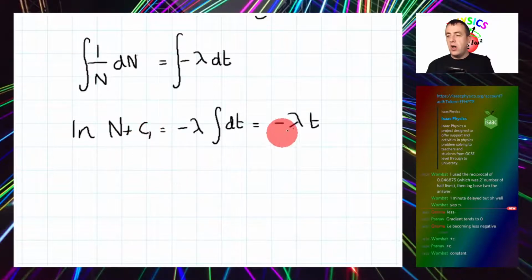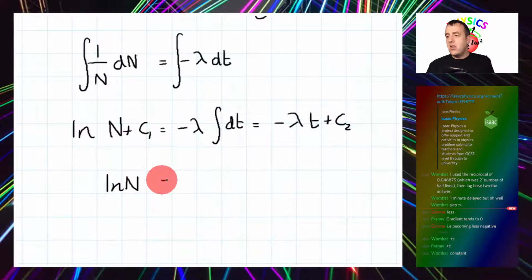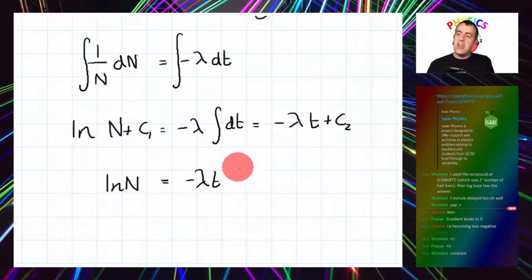So I could say add some constant. I don't know, let's call it C1. And add some constant. I don't know, let's call it C2. I don't like having two constants. I'm a simple man. I don't like having two constants. So I could gather those constants together. I end up with minus lambda t, and if I subtract c1 from each side, I can end up with c2 minus c1. And look, a constant minus a constant is just a constant, so let's just call that plus c.